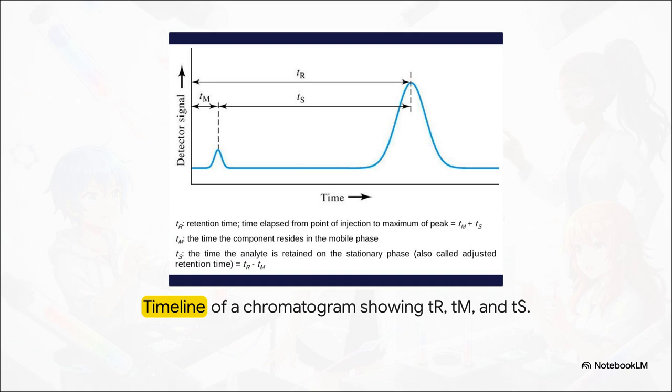Now, this concept of affinity brilliantly translates into measurable time. The primary metric we use is retention time, which we call TR. Think of this as the total journey. It's the total time elapsed from the exact millisecond of injection until that analyte's peak maximum actually hits the detector. But we also have to account for dead time, labeled TM. That represents the baseline speed of a completely unretained species. It essentially tells us how fast the mobile phase itself is moving through the system. And the difference between those two, the adjusted retention time, or TS, well, that's the actual time the molecule spends interacting with and being held back by the stationary phase.